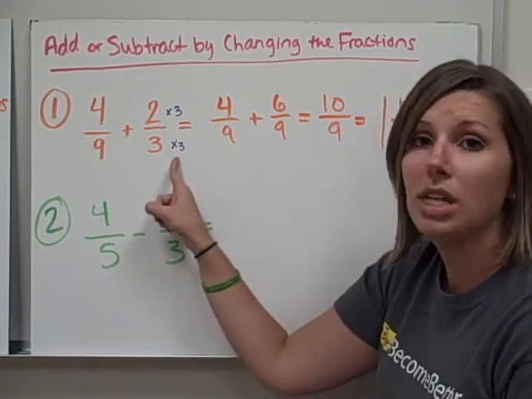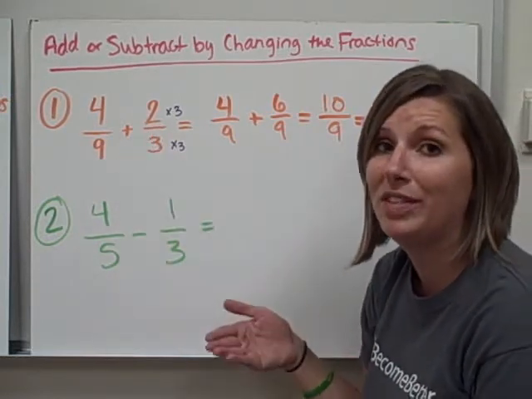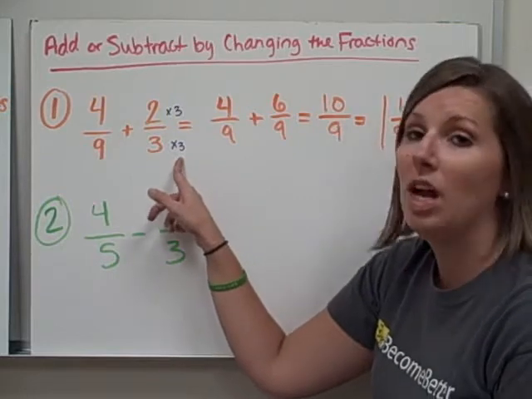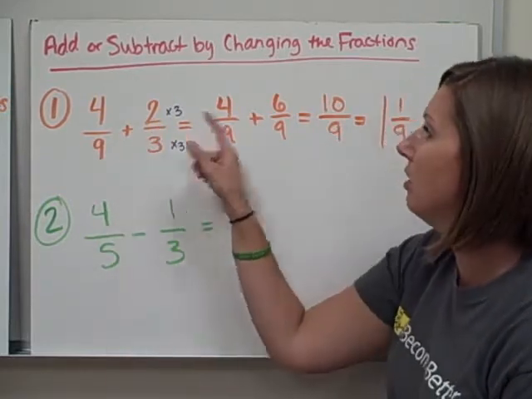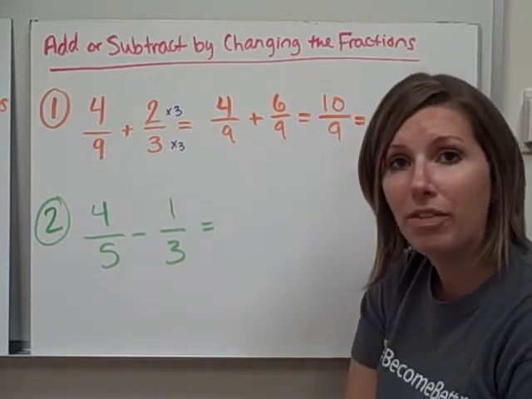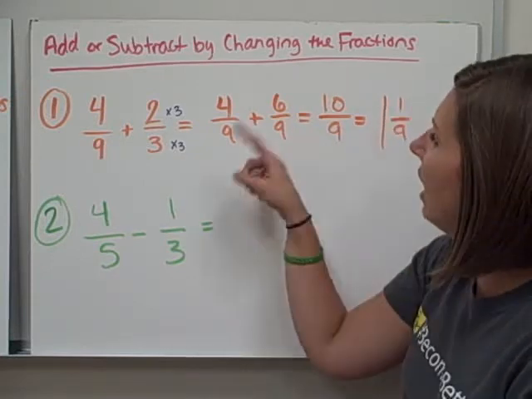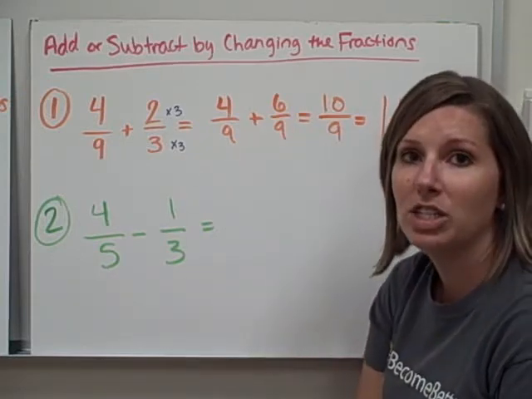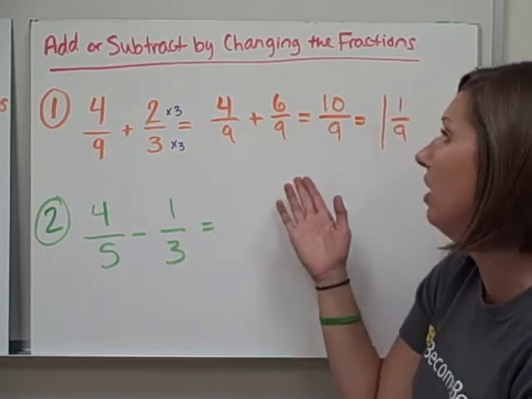So whatever I do to the denominator, I need to also do to the numerator to keep it equivalent. So if I multiply the denominator by 3, then I will need to multiply the numerator by 3. 2 times 3 is 6. So 2/3 and 6/9 are what we call equivalent fractions. They have the same value, they just look different. Now I can go ahead and add my fractions because now I have equivalent denominators, or the same denominator.